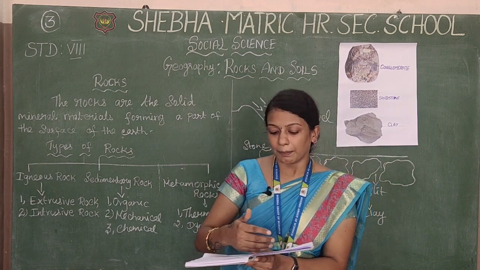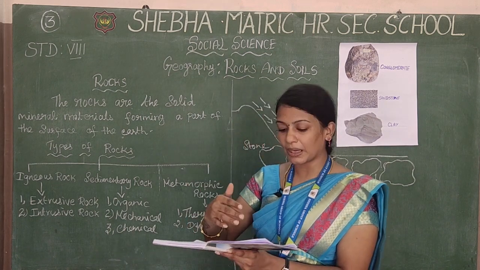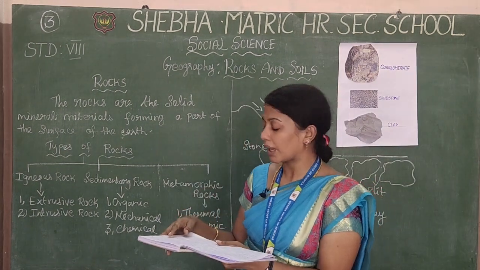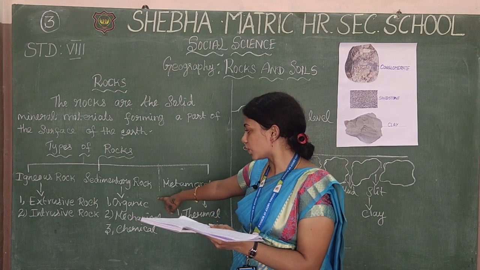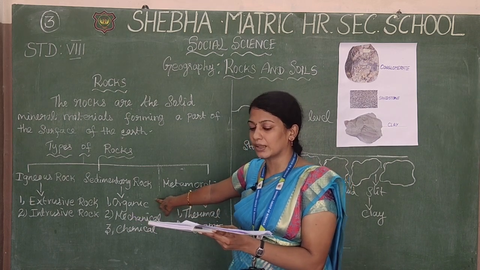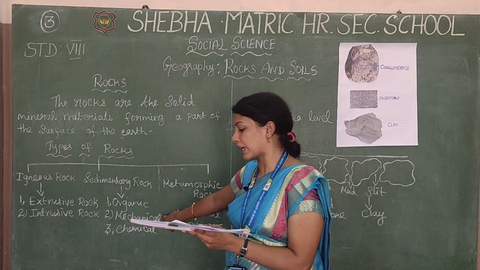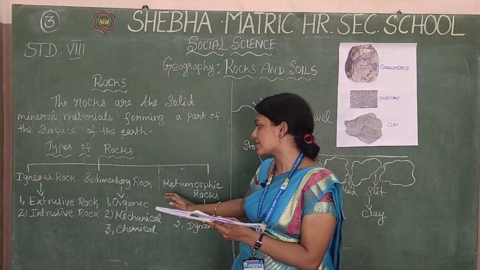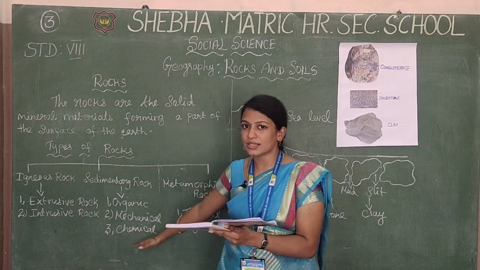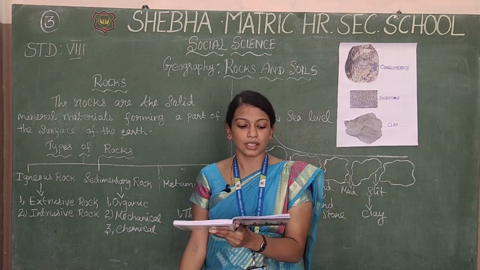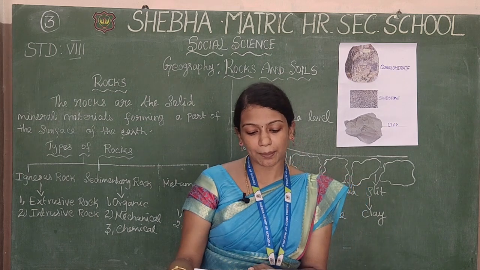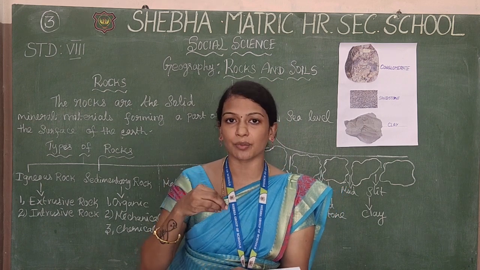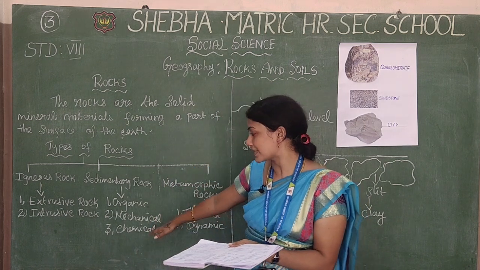Next we are going to see the chemical sedimentary rock. First I told you organic means dead plants and animals. Next, mechanical means disintegration of igneous and metamorphic rocks. And the last one is chemical sedimentary rocks. Chemical sedimentary rocks are formed by the precipitation of minerals from water.